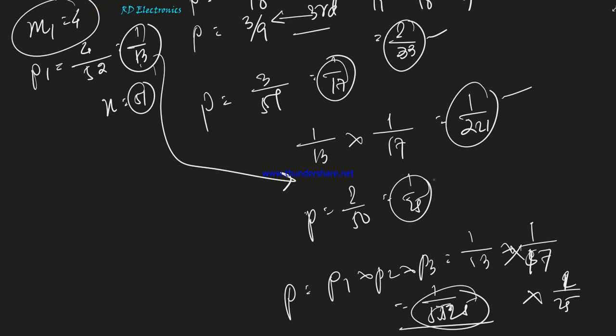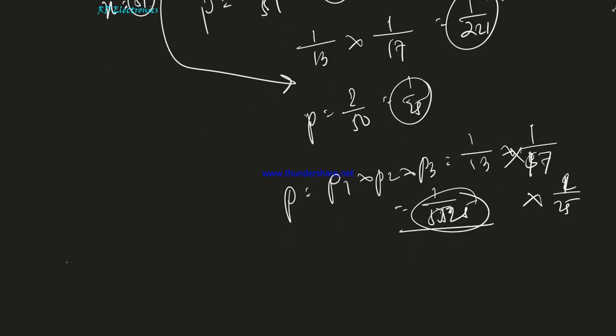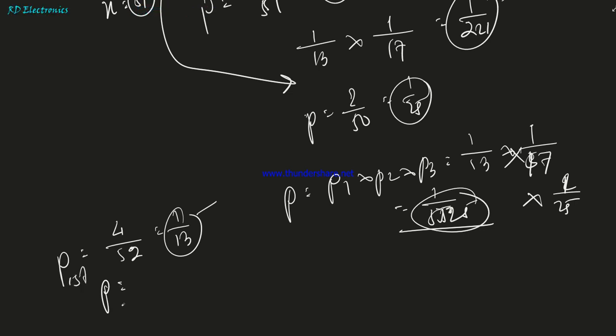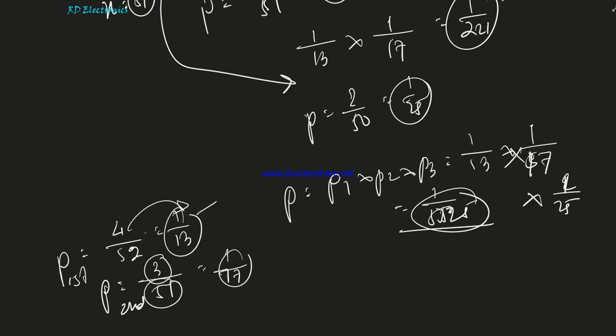Now the third problem: what is the probability of drawing 2 kings in succession from a pack of cards? Therefore the first probability, of getting a king in the first draw, is 4 by 52, because there are 4 kings and 52 possible events. Now for the second king, it is 3 by 51. Why? Because one king has already come out, so 4 minus 1, 3 kings are available, and the total number of cards is 52 minus 1, that is 51.